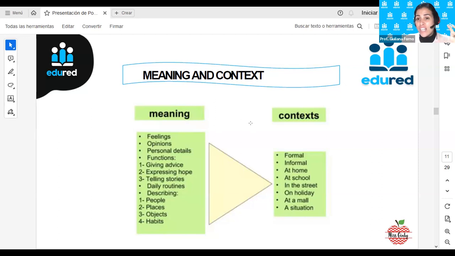When we ask for a task, we need to be clear of what we want them to do. For example, if I am going to ask for a role play, I need to give them the context. I need to give them the meaning. You are selling a TV. You want to buy a TV, but you don't like that TV because it's too expensive. So the buyer knows that he doesn't want to buy. The seller knows that he needs to convince him. So it's easy for them to get into the character if they know what the context of it is.